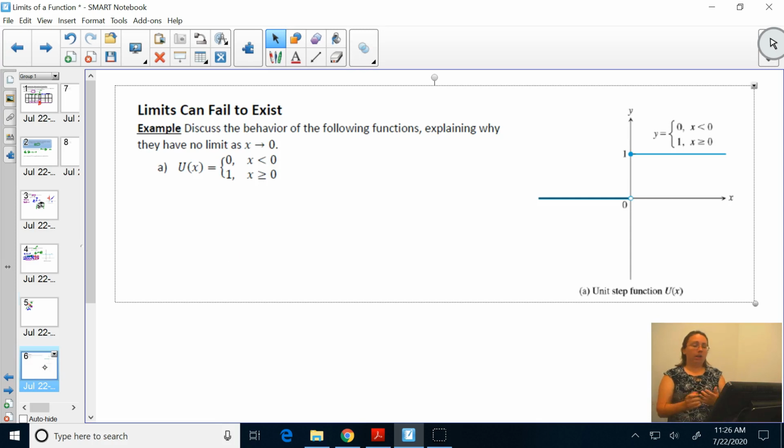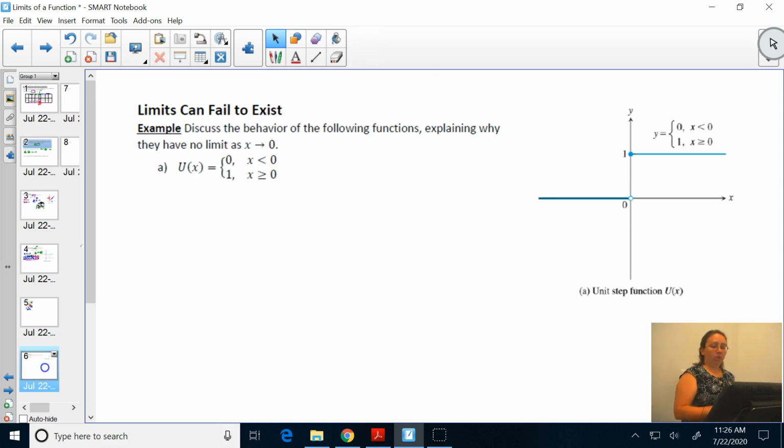Alright, there are times when a limit can fail to exist. So what we're going to do, we're going to look at a couple cases here, and I'm going to do it visually, because visual is a huge help in talking about why limits are failing to exist. So example, discuss the behavior of the following functions, explaining why they have no limit as x approaches 0. So our first case here, this is called the unit step function.